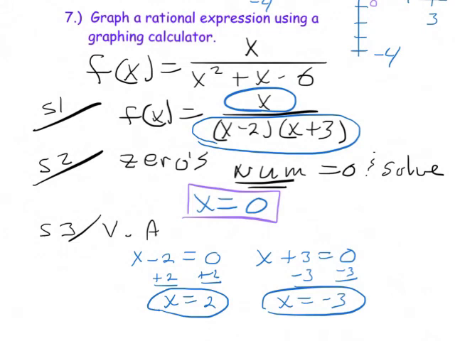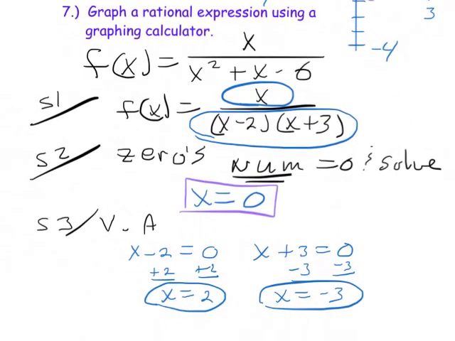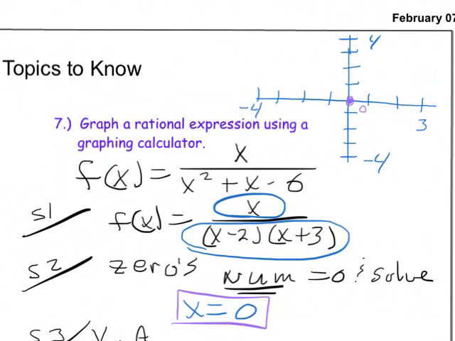Don't just put 2 and negative 3, because your vertical asymptote is a vertical line. So it has to show x equals 2 and x equals negative 3. So let's go ahead and put those on our graph here. We had x equals 2, so I'm going to go over here and make a dotted line. Let's do that in red.